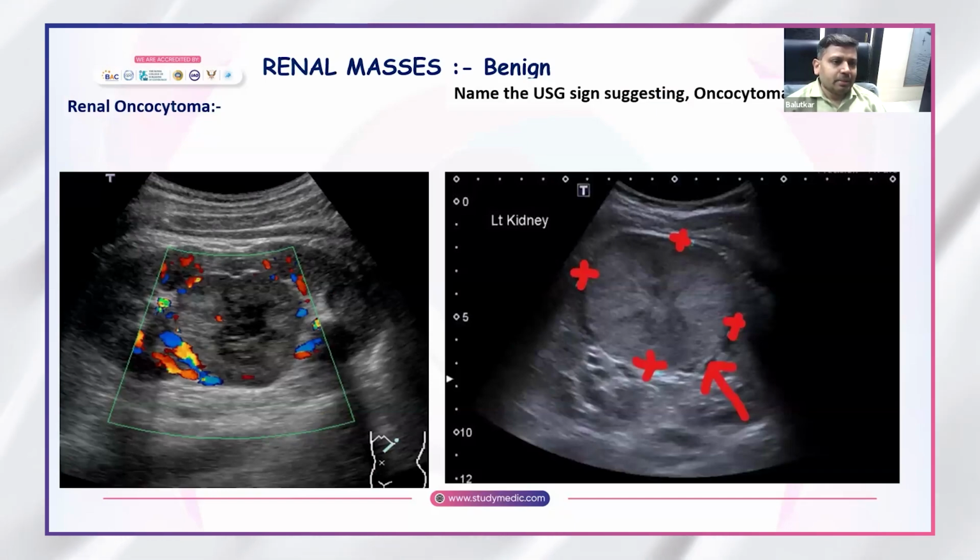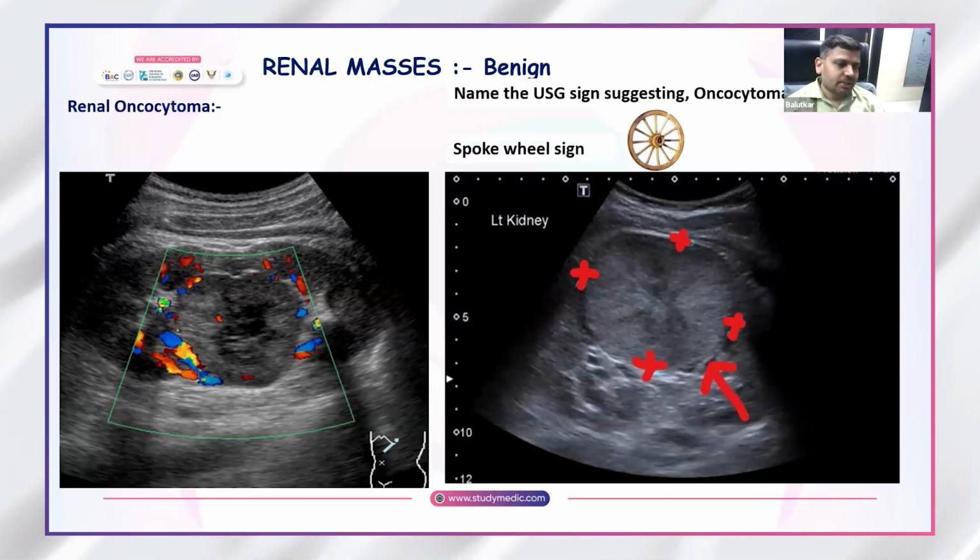Another important benign renal mass is oncocytoma. A typical appearance is a hypoechoic, well-encapsulated mass. We can see the capsule of the lesion, but an important sign is the central hypoechoic scar. We can see a branching hypoechoic scar at the center of the lesion, and this is typical of renal oncocytoma, but not always seen. It may be difficult to differentiate between oncocytoma and renal cell carcinoma many times.